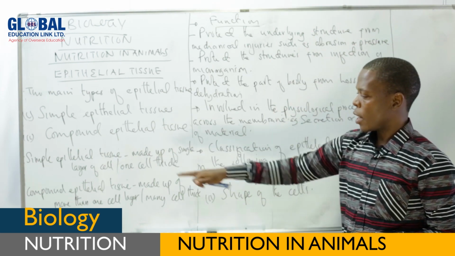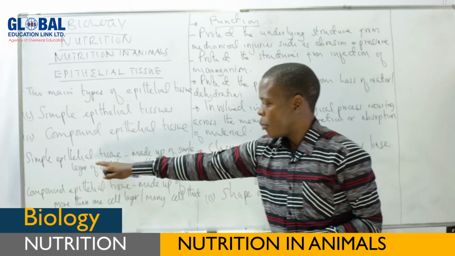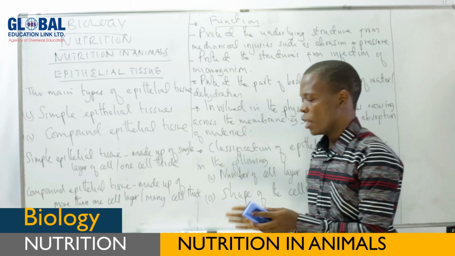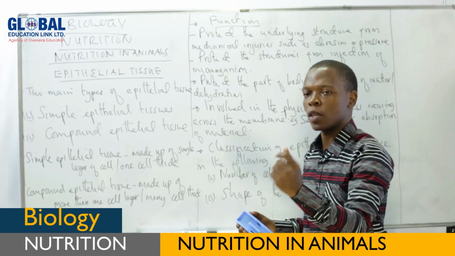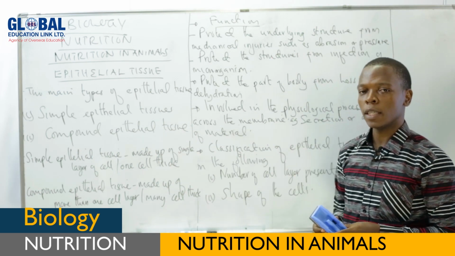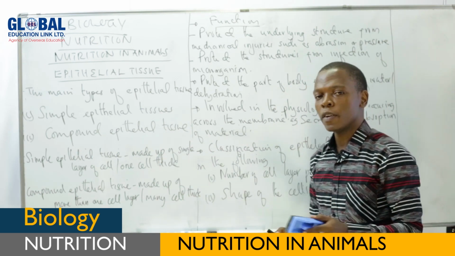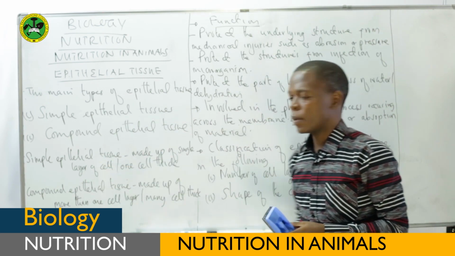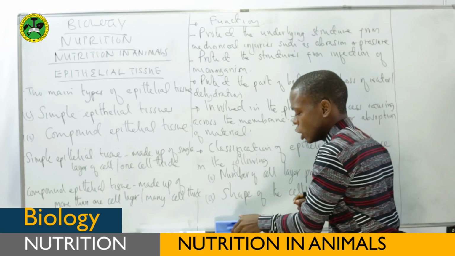Again, after this classification, these simple epithelial tissues are further divided into different cells according to the shape of the cell. These tissues are made up of different cells, but these cells have a different shape. Therefore, let us see types of simple epithelial tissues.